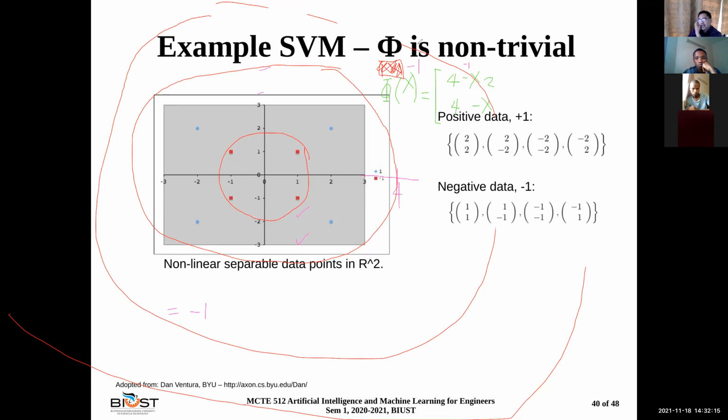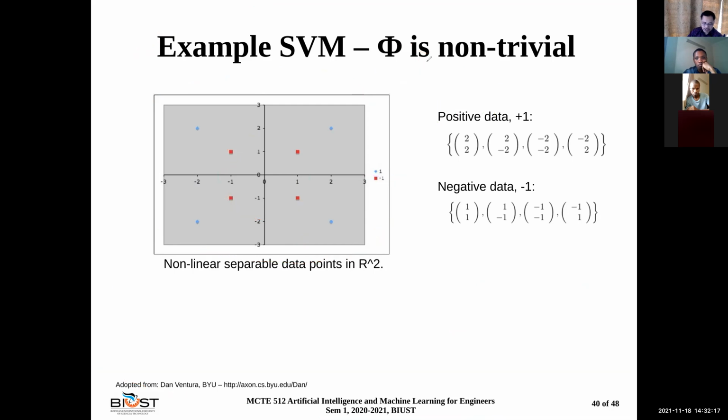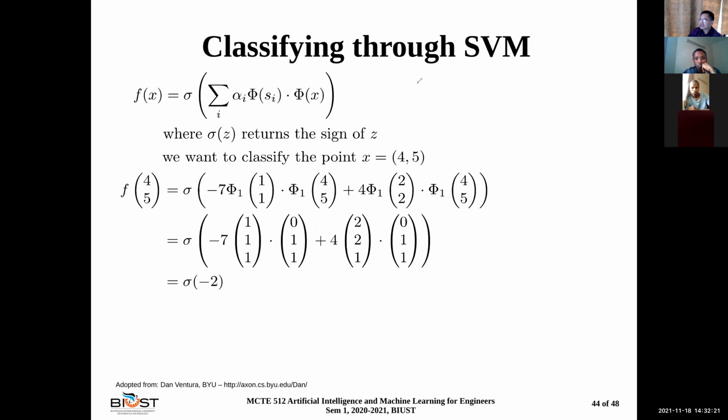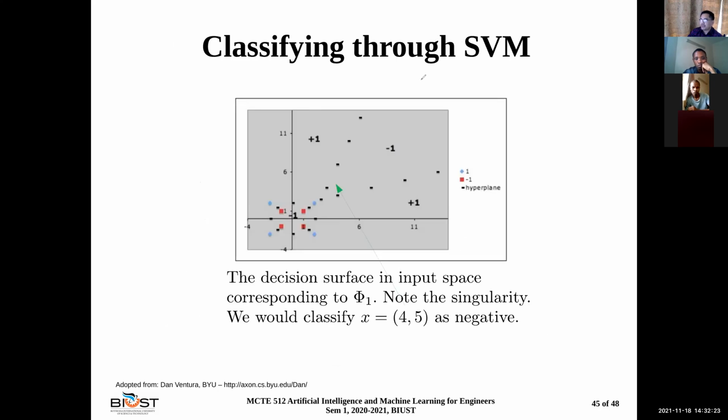Okay, so let's try another one. Let's try another transformation. They call it a kernel trick. The second, this is classifying SVM using what they call a kernel trick. The problem here is that in this case, it is not like that.